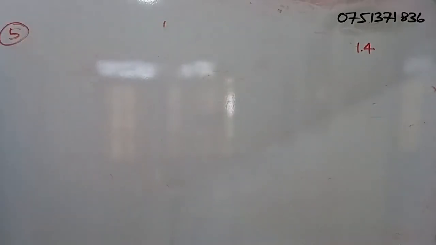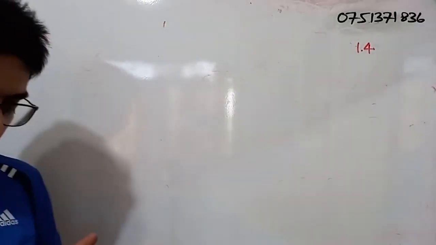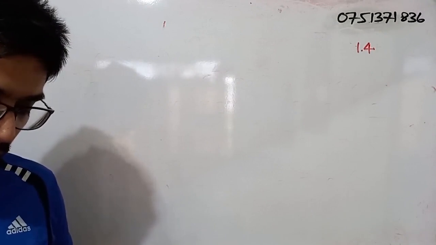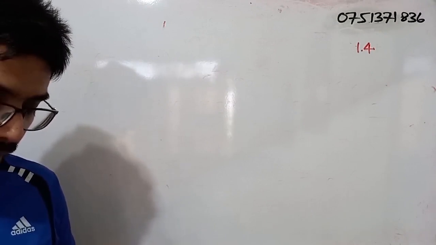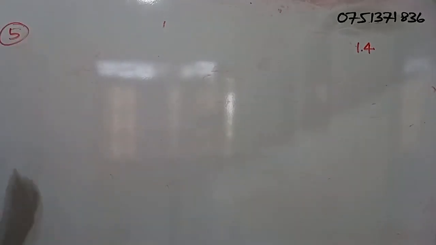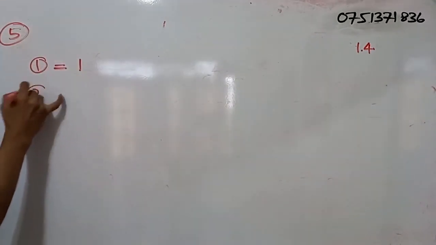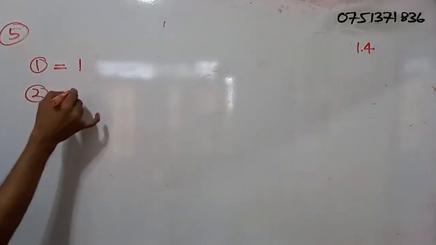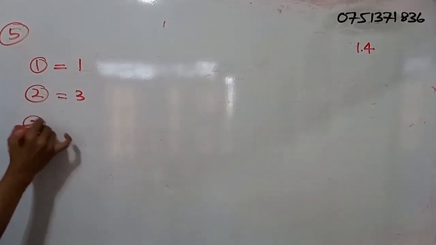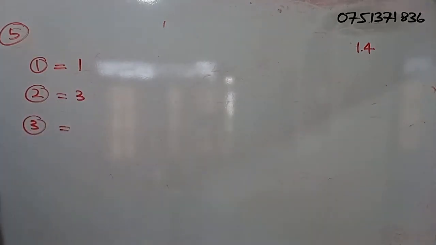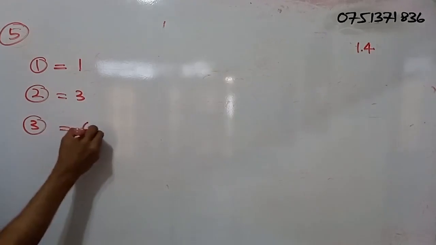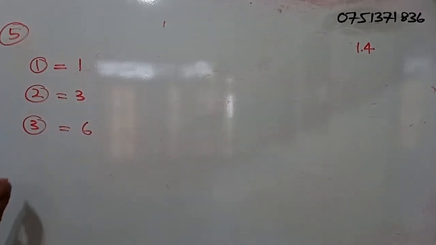Right. Question number 5. Write the total number of triangles in each figure in order and see whether you can identify a pattern. Okay. So if we take the first figure, we have only one triangle. If we take the second figure, we have 3 triangles. And if we take the third figure, how many triangles? 1, 2, 3, 4, 5, and 6. Right? And if we take the fourth figure, and if we count the triangles, right?